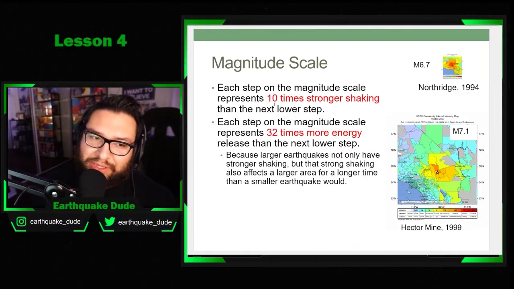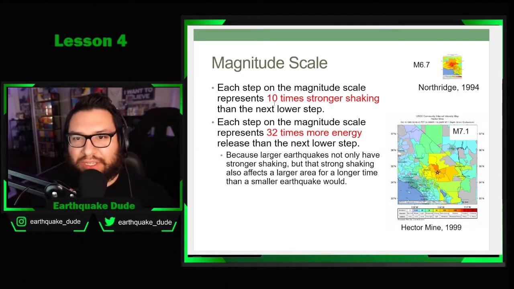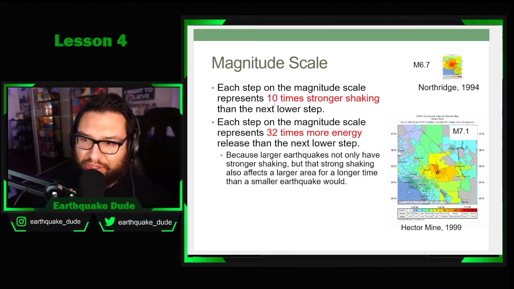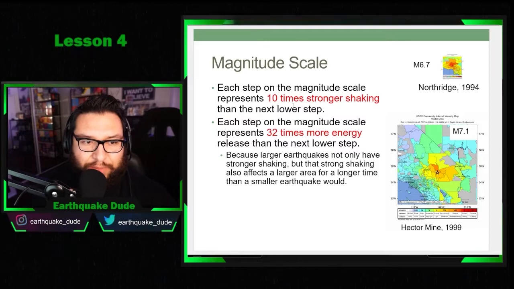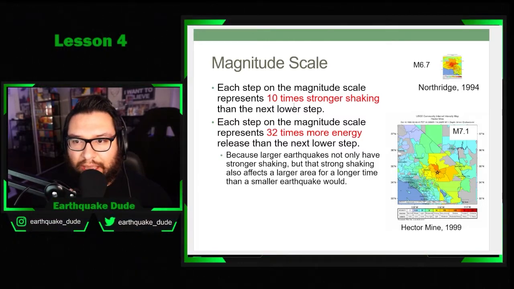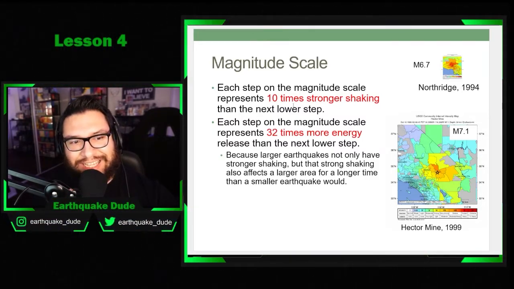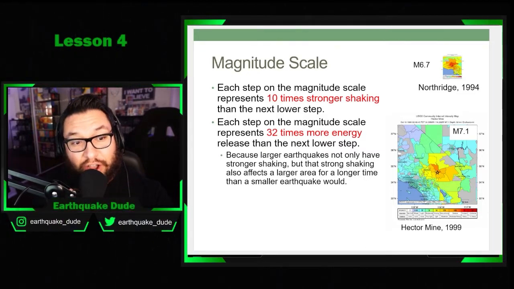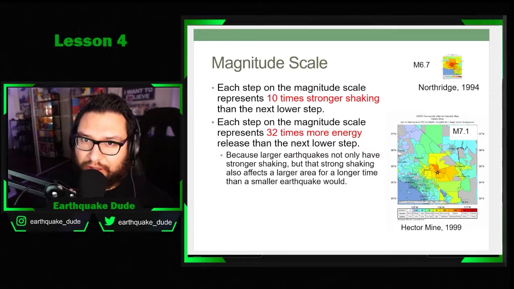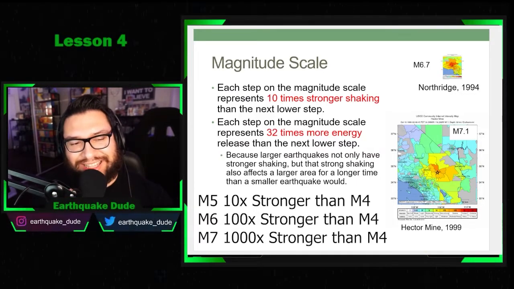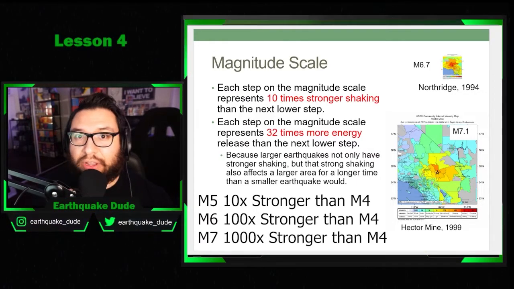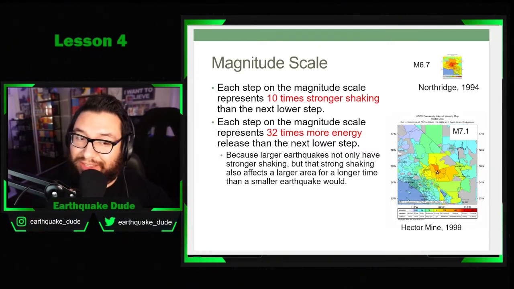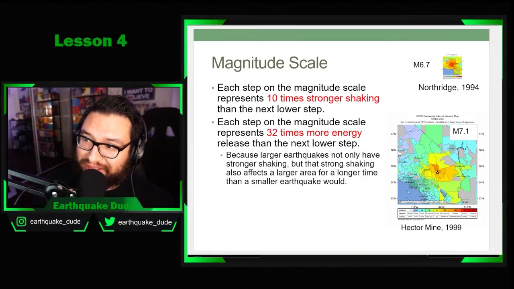And the magnitude scale is actually on a logarithmic scale, meaning it jumps in orders of tens. So each step on the magnitude scale represents 10 times stronger shaking than the next lower. So that means a magnitude 5 earthquake is 10 times stronger than a magnitude 4. That means a magnitude 6 earthquake is 100 times stronger than a magnitude 4. A magnitude 7 earthquake is 1,000 times stronger. Are you guys catching my drift here? It's a pretty big deal.